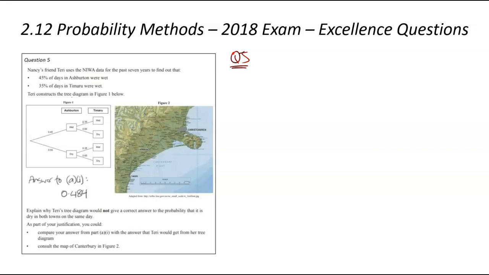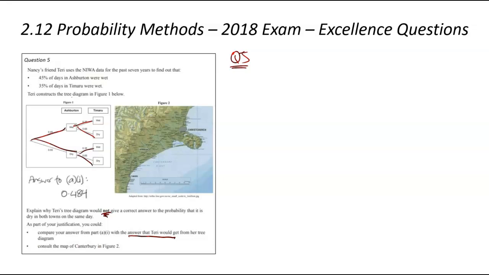Terry's constructed a probability tree, so she's gone Ashburton, wet or dry, and then off that, using her numbers, Timaru, wet or dry, Timaru, wet or dry. Explain why Terry's tree diagram would not give the correct answer. In your justification, you should figure out the answer that Terry would get from her tree and consult the map that we're given over here.